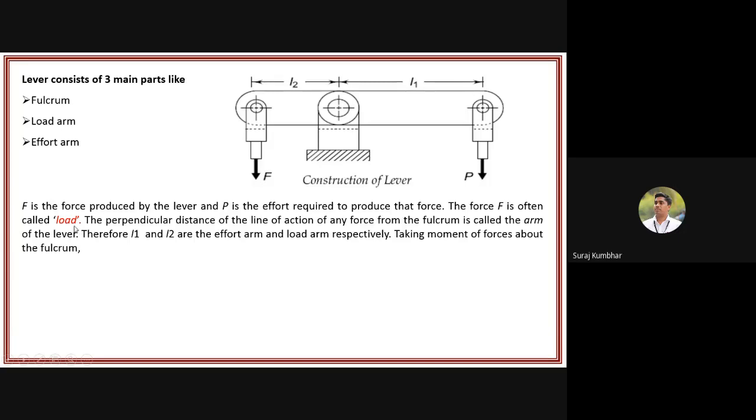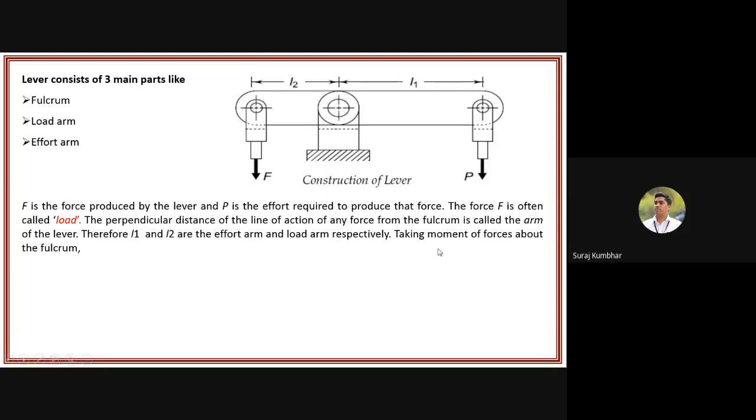Okay, or force you can say. And the perpendicular distance of the line of action of any force from the fulcrum is called the arm of the lever. Then L1 and L2 are the effort arm and the load arm respectively, as I have just explained. L1 is the effort arm and L2 is the load arm.